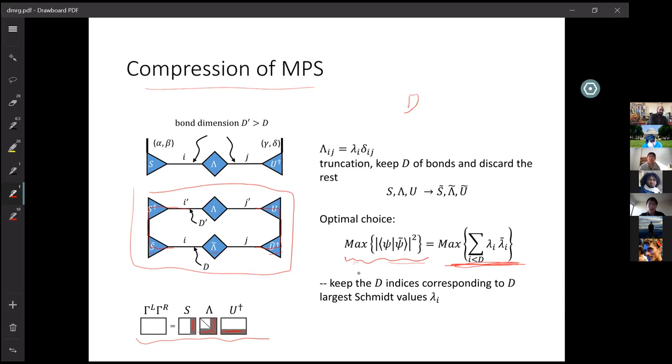So you keep a D-dimensional Hilbert space, right? I always keep the basis to describe half of the system. Once I notice the bond dimension grows beyond D, I do this truncation, and what I do is keep the Schmidt values.